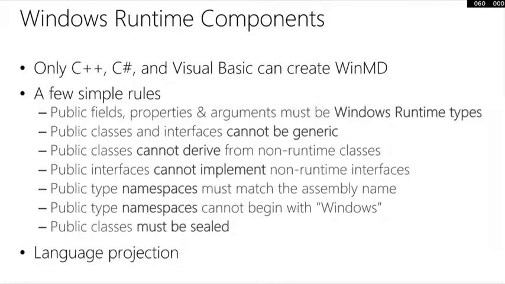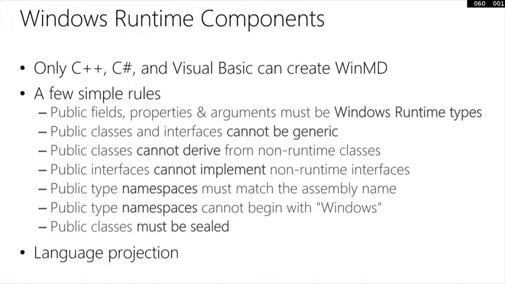Right. There are, of course, rules around this. There has to be some sort of limitation. We have to have some expected capability that's exposed and some common types that are shared across these elements. So, for example, public fields, properties, and arguments have to be Windows runtime types, not custom types that don't belong across all languages. So I can't create a class and expect to return that class type and expect that to appear across everything, because there's no projection mechanism that will take that and put that everywhere. That's right. Public classes and interfaces cannot be generic. So again, it has to be strongly typed.